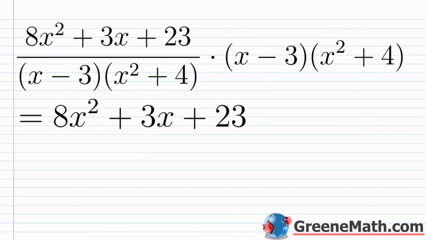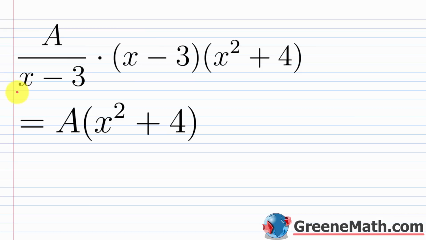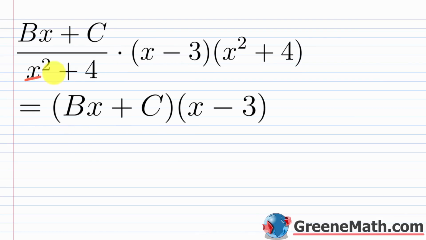Again, this is not going to fit on the screen, so I'm just going to break it up and reassemble it. This guy right here is going to cancel with this guy right here. You're going to have your numerator, which is 8x squared plus 3x plus 23. Then this guy is going to cancel with this guy, so you can have a times the quantity x squared plus 4. Then this guy is going to cancel with this guy, and you're going to have the quantity bx plus c times the quantity x minus 3.